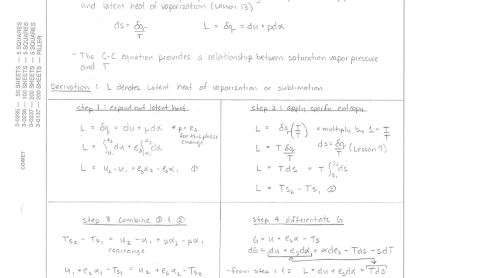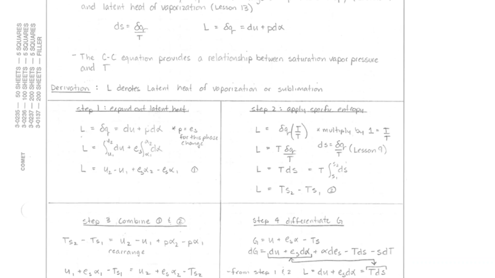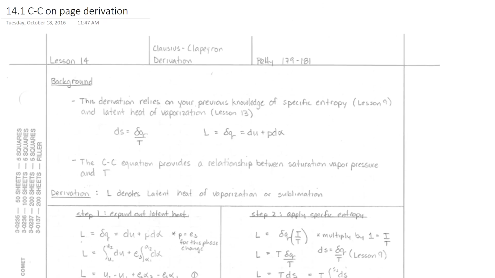The other thing you should be able to do, coming back up here towards the top, is understand the relationship between specific entropy and latent heat and how you get to this particular form, the TdS, because we end up applying that a couple times throughout this derivation. That's pretty much it. Hopefully you'll ask some questions in class if you have them, and talk to you all soon.